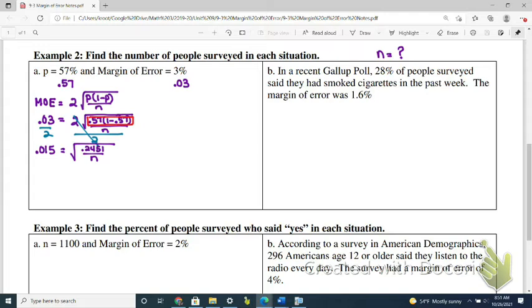Now, how do we undo a square or a square root? We square both sides. In your calculator, you are probably going to get something in scientific notation. In other words, you are going to get something like this, 2.25 e negative 4. Okay, this is how we write it. We are going to keep it in our calculator and use the answer feature to help us solve this.